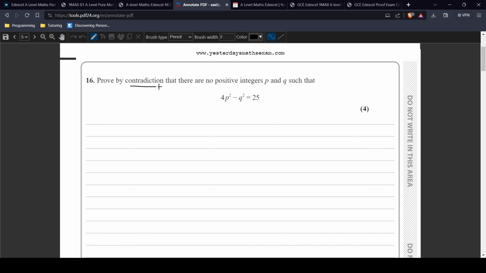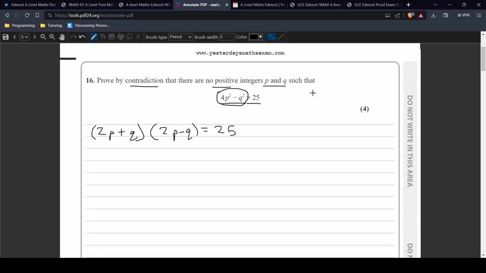Prove by contradiction that there's no positive integers p and q such that 4p squared minus q squared is 25. Okay, first of all, this screams difference of two squares. So we're going to factorize this using difference of two squares. So we get 2p plus q, and then 2p minus q is 25.